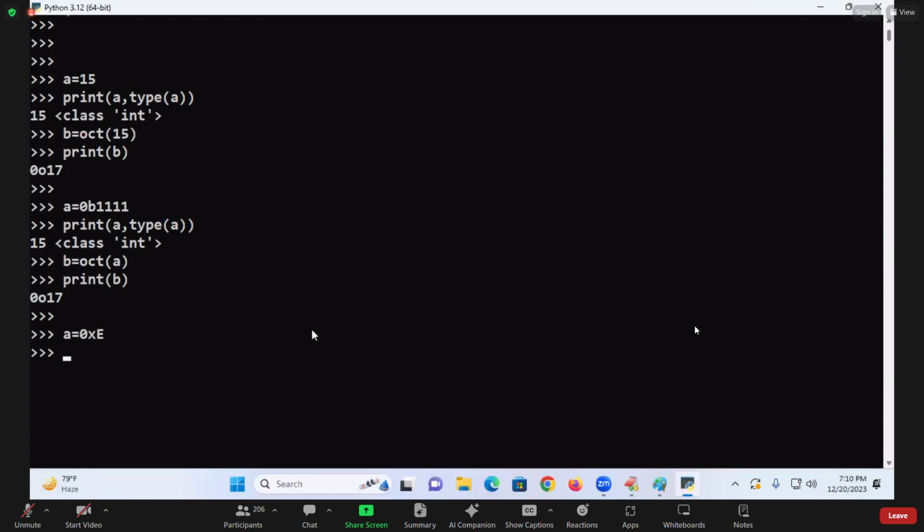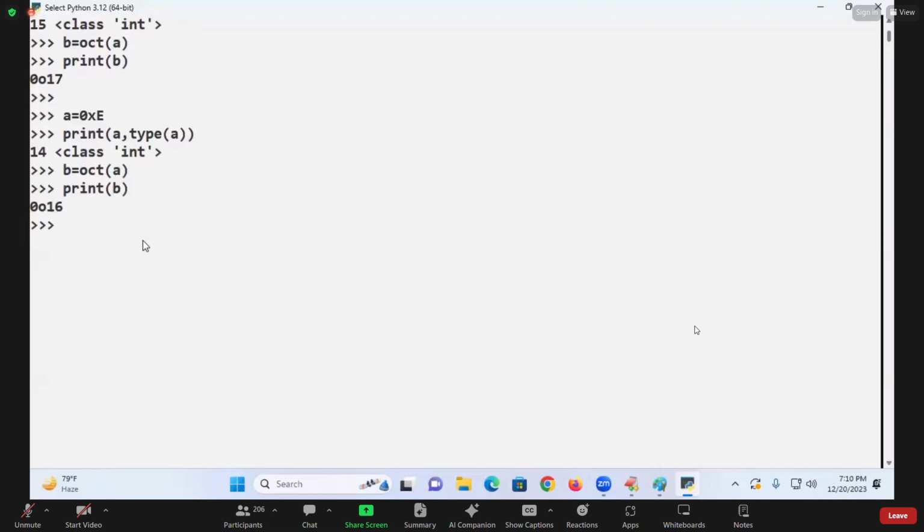So come to the point of it. For better understanding, type of A is int, value 14. B is equal to oct of A, and print B. You are getting 0o16. Are you getting this?